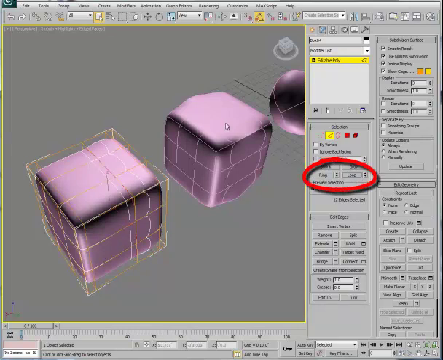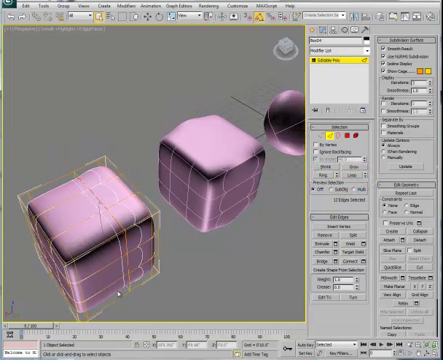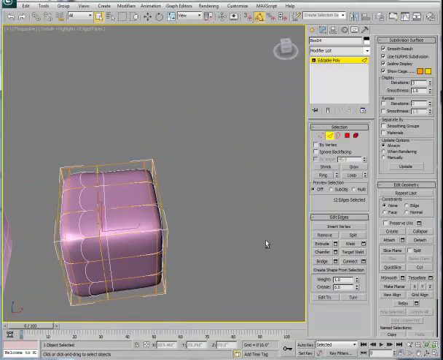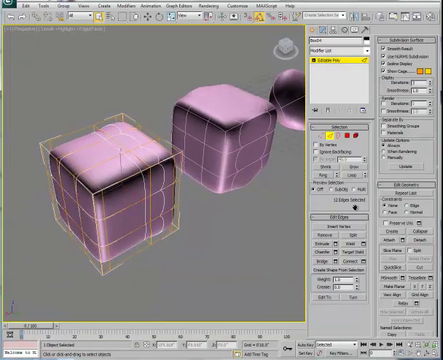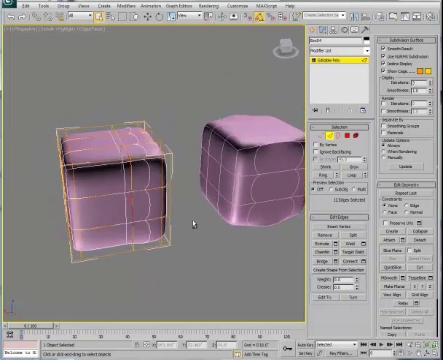And the loop is basically the perpendicular version of ring. It's going to get all contiguous segments that join together, share some sort of vertex in common. And with that selected, then likewise we could increase the crease, increase the weight that goes with that particular section.